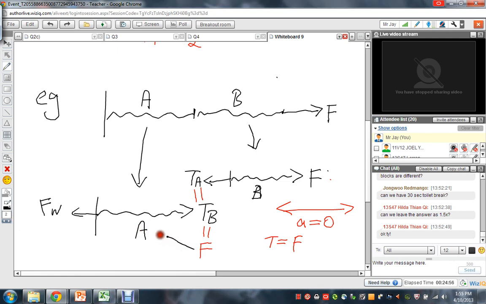Spring A also experiences force F. So spring B and spring A both experience the same force. The force that's pulling on both springs will act on both springs as well. That's all.